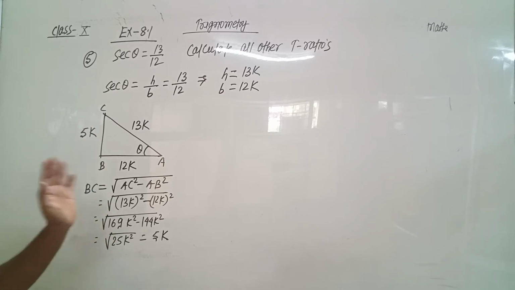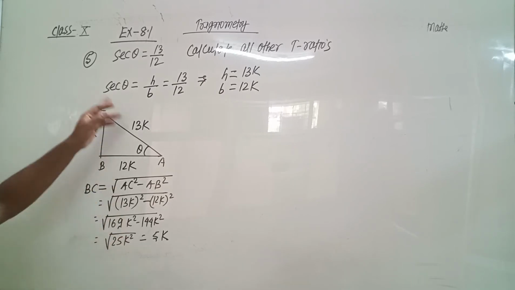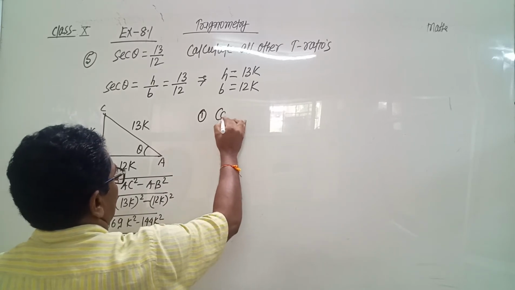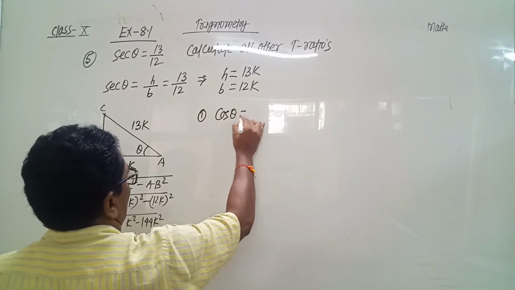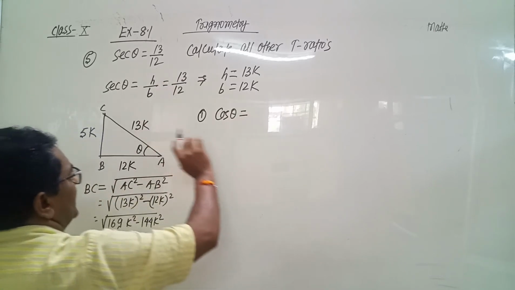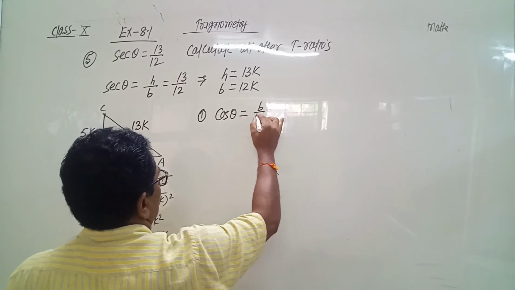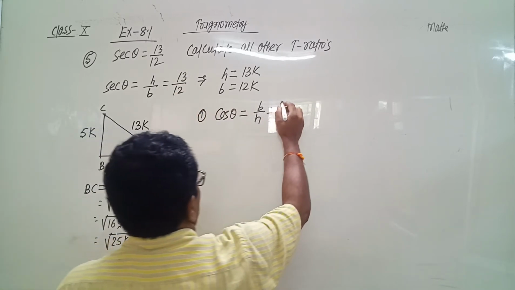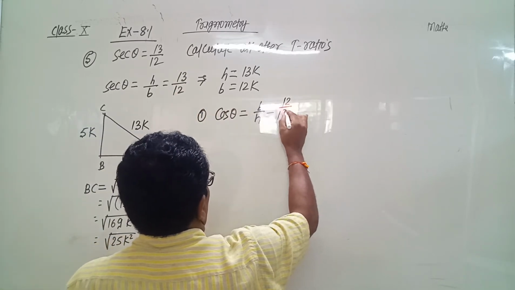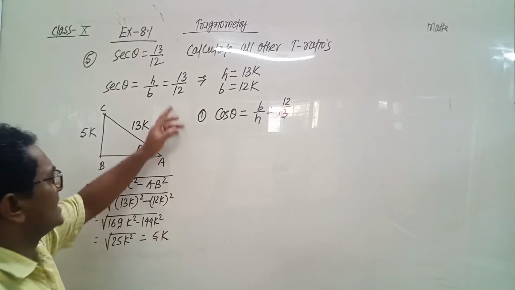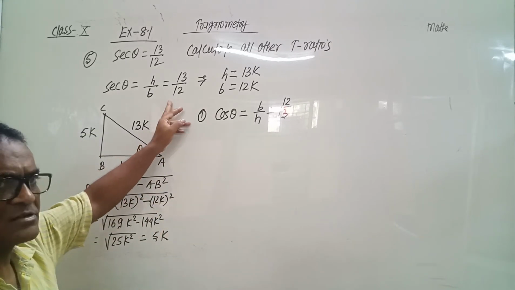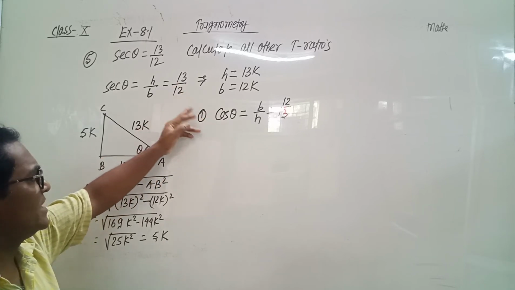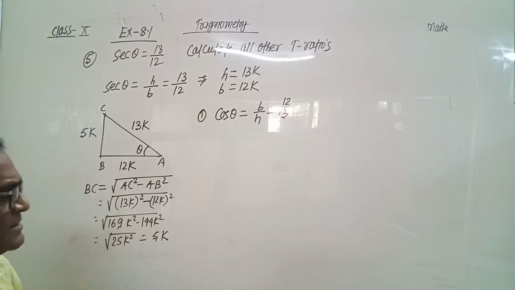Now we have to calculate all other trigonometric ratios. Sec theta is given, so firstly we will find cos theta. Cos theta will become base upon hypotenuse, which is 12 by 13. Sec theta is the reciprocal of cos, so cos is also the reciprocal of sec. Sec is 13 by 12, so cos becomes 12 by 13.